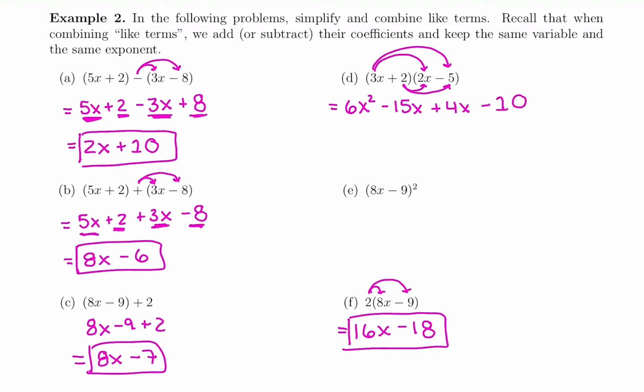Is that my final answer? Well, is there anything we can combine? We have x's with x's, so I'm going to keep that 6x squared, but I'm going to combine negative 15x plus 4x is going to give me negative 11x, and then we have minus 10.